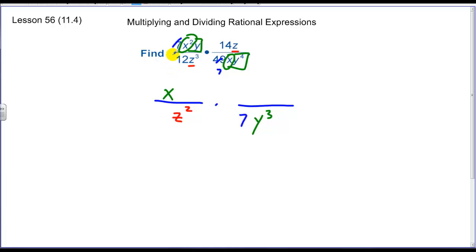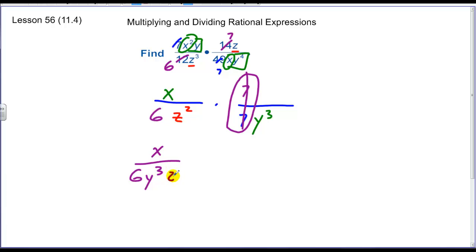And then the only thing I have left is the 12 and the 14. And those reduce. 2 goes into both, 6 times here, 7 times here. And now I can take a look at this and reduce anything that's left. I see the two 7s reduce out. And I'm left with x over 6y cubed z squared. And that's my simplified product.